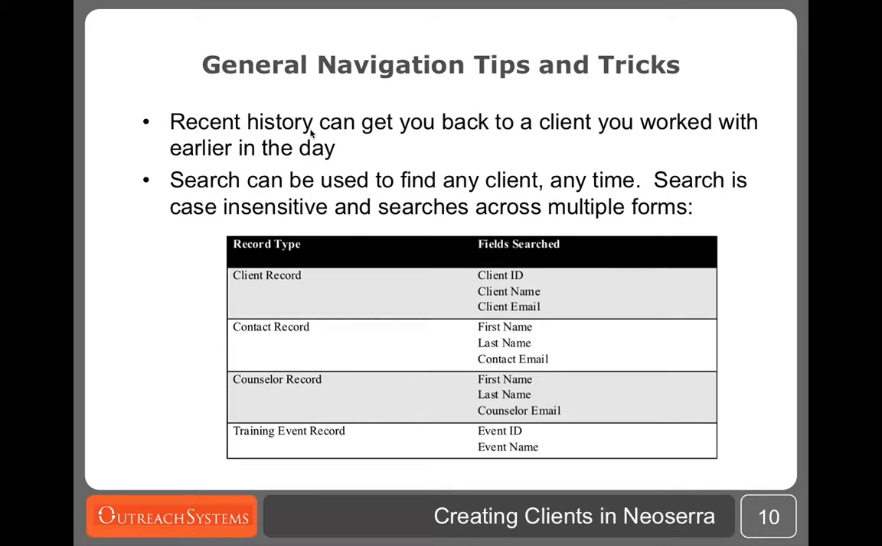Alternatively, if this is no longer in your recent history, and it was perhaps a week ago or so that you entered the client record, you can search for the client. Searching for clients is case insensitive, first of all, and secondly, it searches across multiple forms. So if I type in John, I might find all people with the first name of John, potentially with the last name of Johnson. I might find training events that are going to be taking place in Johnstown, Pennsylvania. So anything that matches on the first few letters that I start to type in will pop up on the screen. So let's take a look.